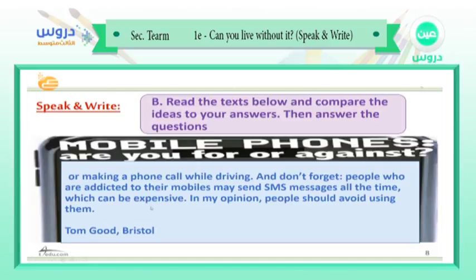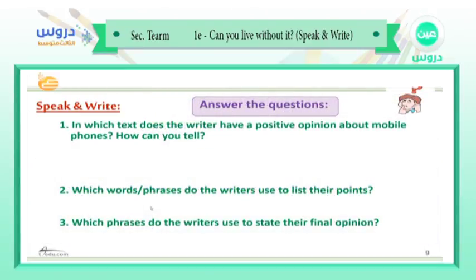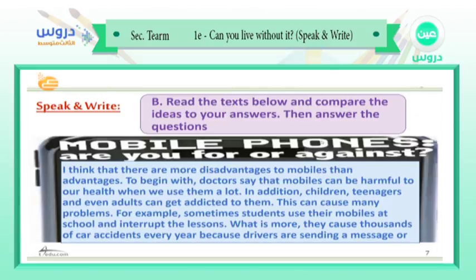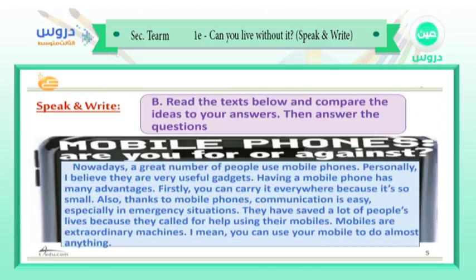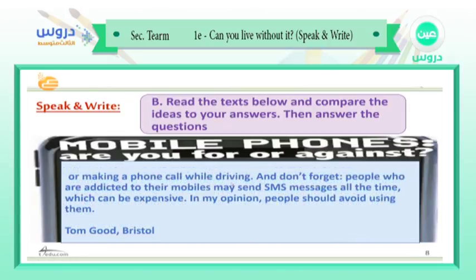Now, let's go to the questions and see. In which text does the writer have a positive opinion about mobile phones? How can you tell? So, who had the positive opinion, Dan or Tom? Yes, very good. It was in the first text. It was Dan. So what did he say? Let's go back and see what he said. How did you know it was positive? Yes, I believe they are very useful gadgets. They have many advantages. Okay, so these are phrases that show that he is with, not against. Very good.